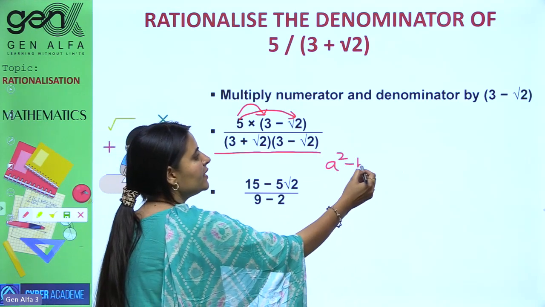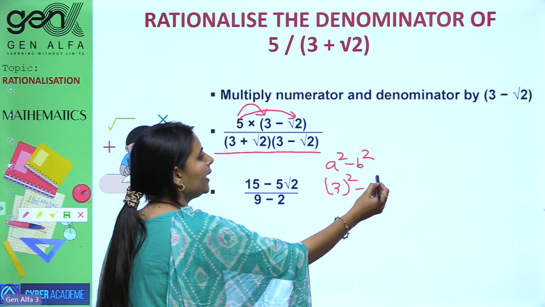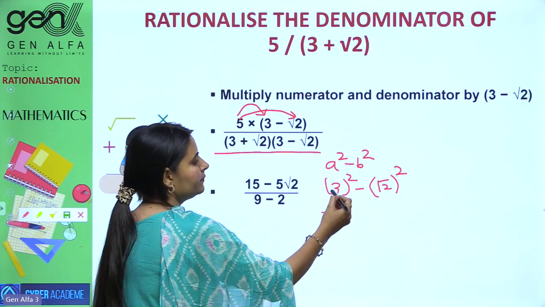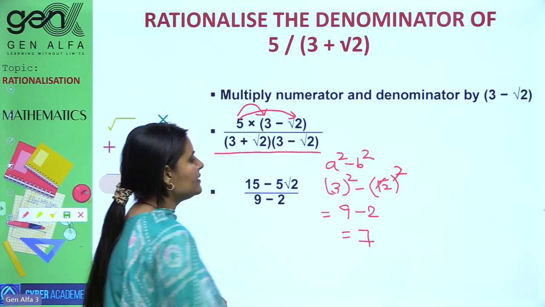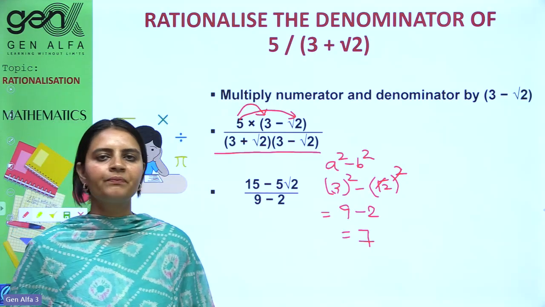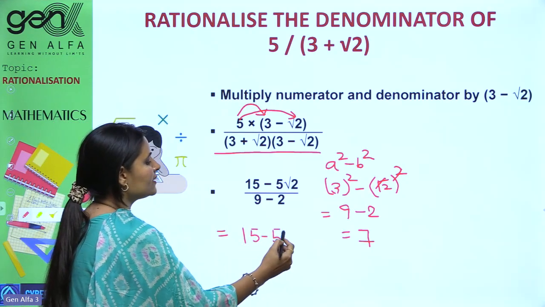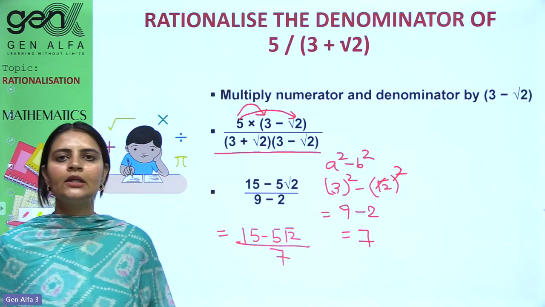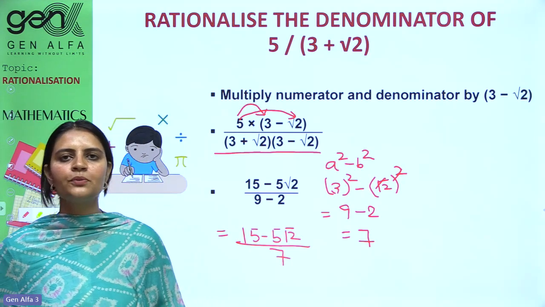A square minus B square. Your A would be changing every time. Your B would be changing every time. But your method would not change ever. 9 minus 2, that is your 7. What would be the next step? You don't have to change the numerator. Keep it as it is because we are not bothered about the numerator. We just need to make the denominator root free. That was your answer of this question.